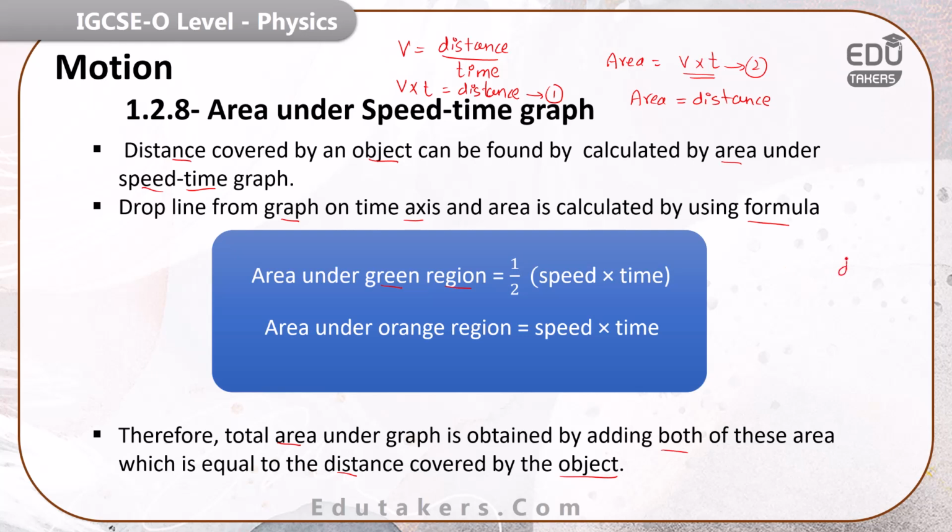When you divide the distance by time, you get the speed. It means that when you find the gradient of the distance time graph, you get the speed. And when you find the gradient of the speed time graph, you get the acceleration according to this formula. But when you find the area under the speed time graph, you actually get the distance, according to distance d is equal to v multiplied by t, according to this formula.